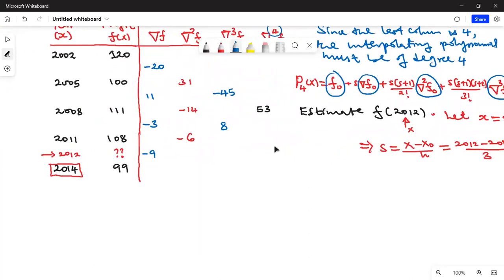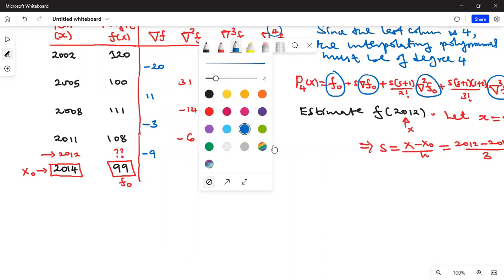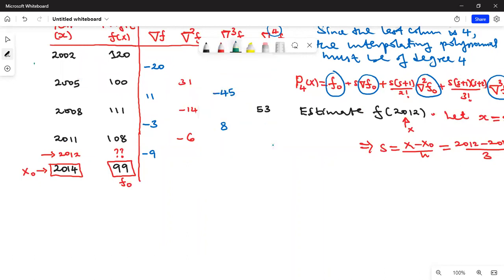Go back to your table. Because this is our X naught, 2014, that's our X naught in this case, it means that this one will be our F naught. So you need to read along a line that is sloping upward. This is the line. From F naught, we read in this direction. Those are the values that we are interested in.